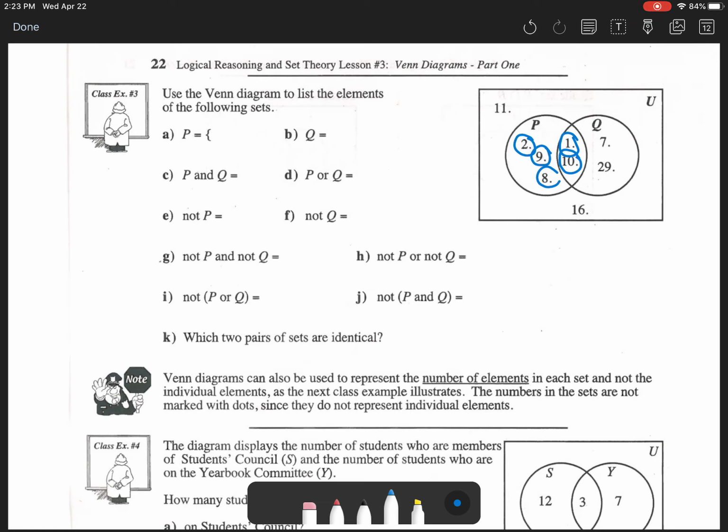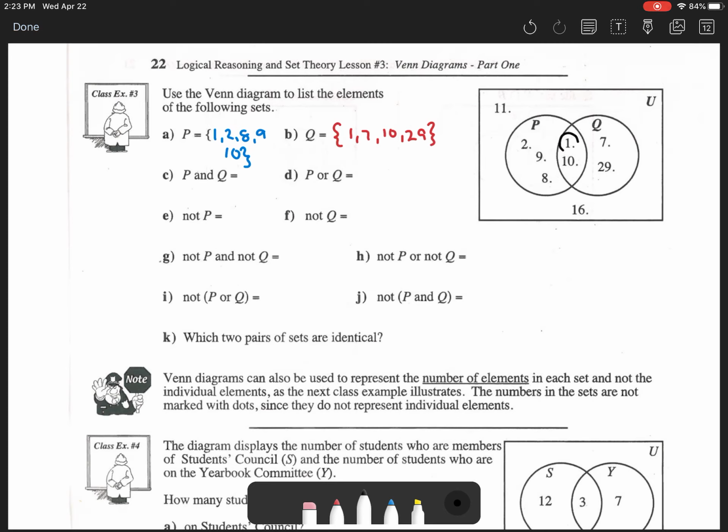So it says use the Venn diagram to list the elements of the following sets, P. So when they talk about P, they want everything inside circle P. So when I look inside circle P, these are all of the values that are inside circle P. So I write them down: 1, 2, 8, 9, and 10. Now, they don't have to be in numerical order like I did there, but a lot of times that's the way they will be listed. Now for Q, again, everything that is inside of circle Q. So that would be 1, 7, 10, and 29. So there are the elements for set Q.